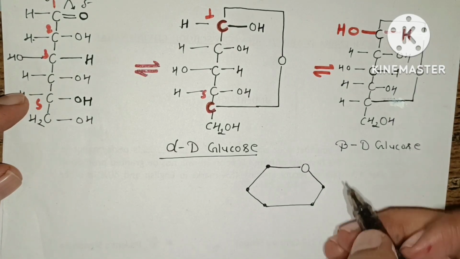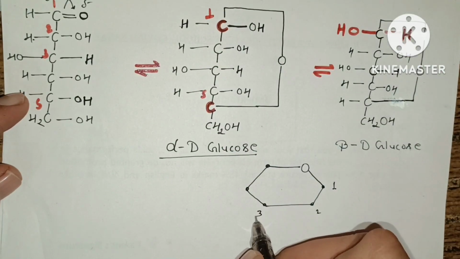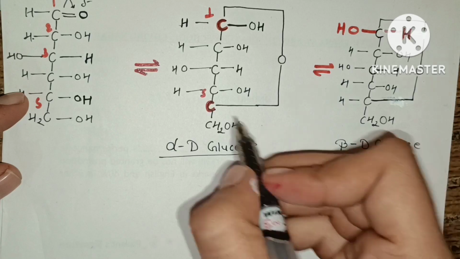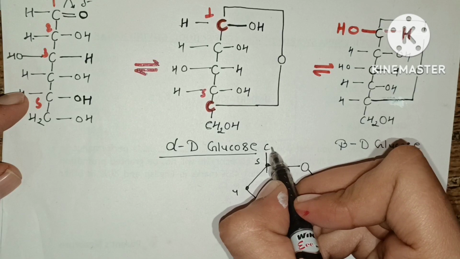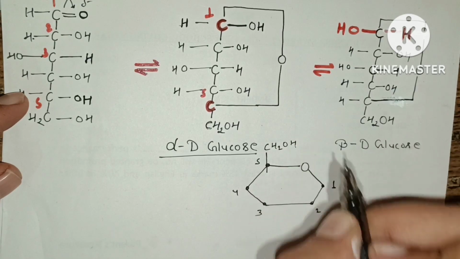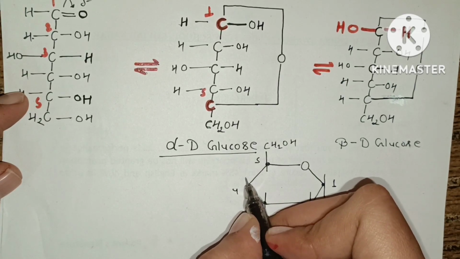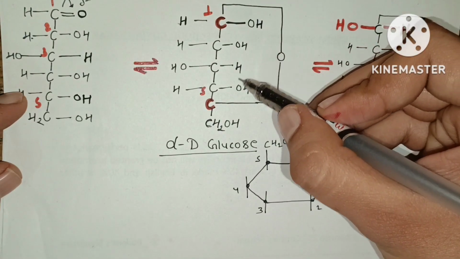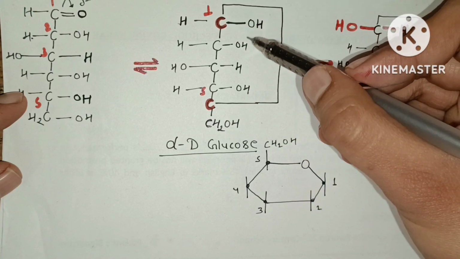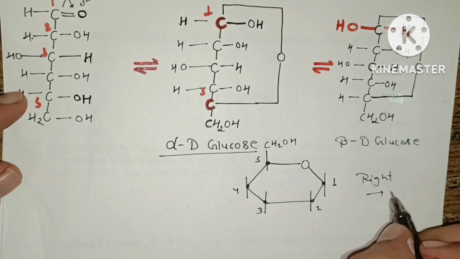Now see the numbering. Start numbering from here. This is the first carbon, this one. Second, third, fourth, and fifth. And what about the sixth carbon? This is the sixth carbon, CH2OH. That you need to remember. Now the biggest confusion is where the OH needs to be drawn at top and where the H needs to be drawn at top. So you need to remember the groups that are at right. I repeat, the groups that are at right should be at bottom.